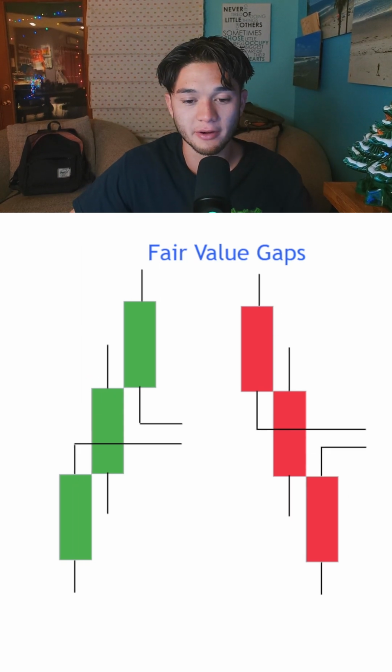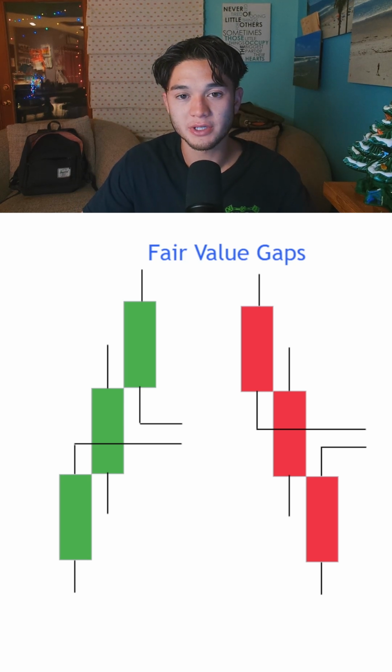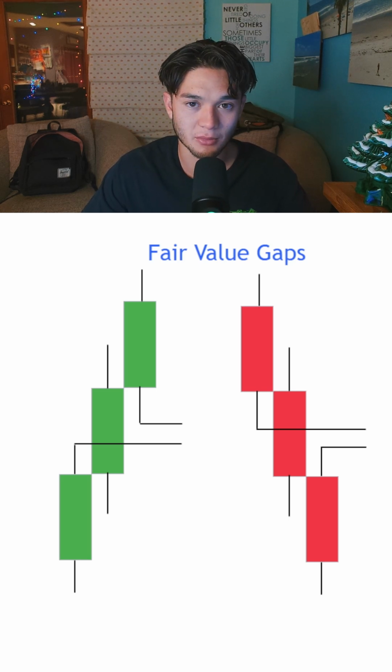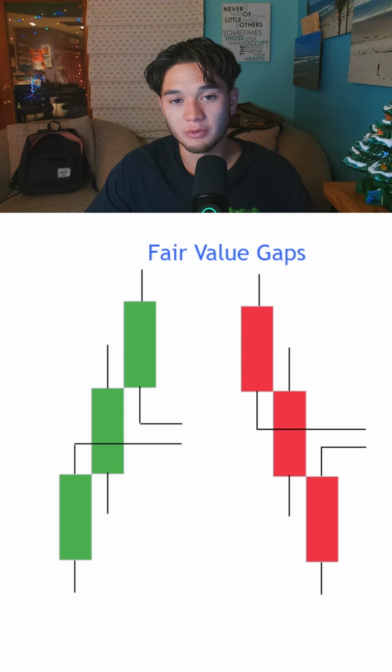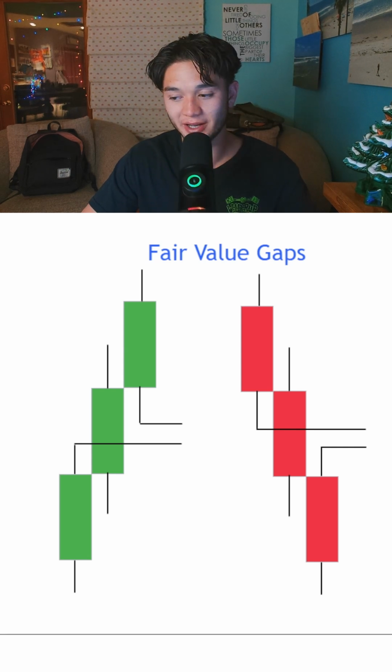Fair value gaps are a very building block concept in ICT. We will be using it to determine a bias, to target things in the market for take profits. We will use them as entries, and we can also use them as inverse fair value gaps, which I will go over in a different episode.